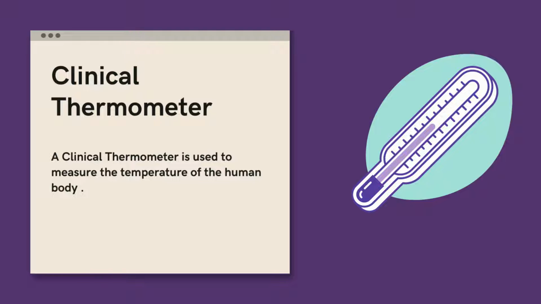The scale of the clinical thermometer is marked on the capillary tube from 95 degree Fahrenheit to 110 degree Fahrenheit, or in Celsius we can say 35 degrees Celsius to 42 degrees Celsius.